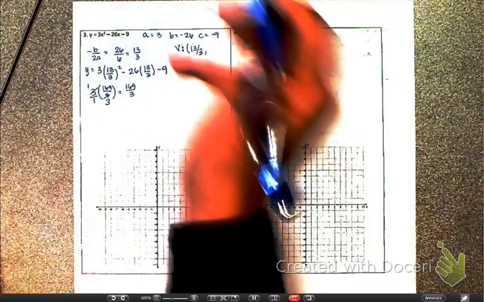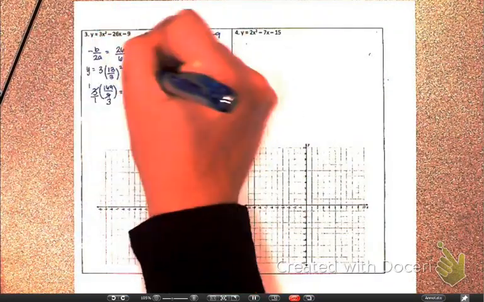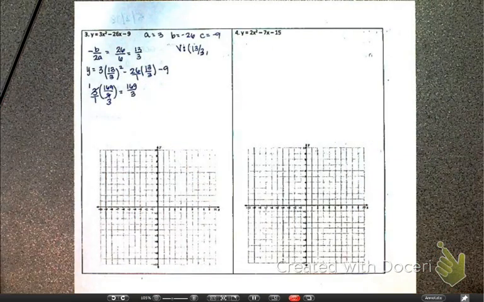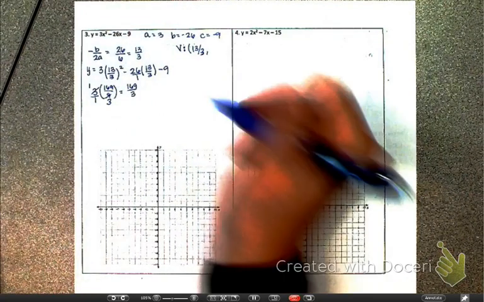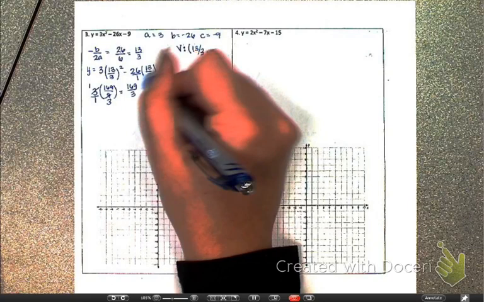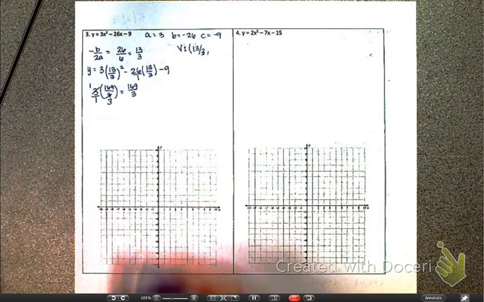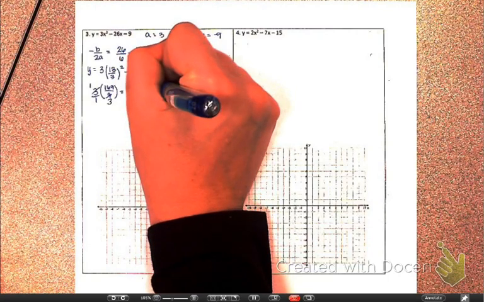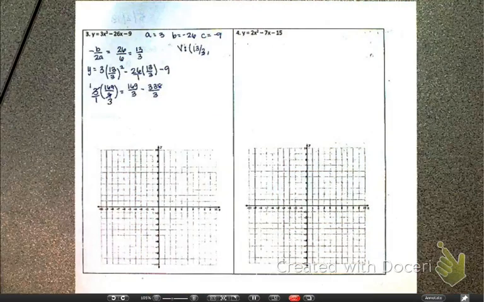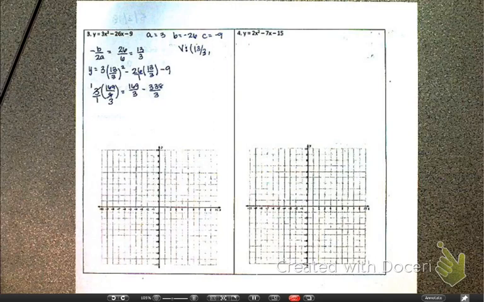Okay, so if 3 is the same as 3 over 1, then I can say it's 26 over 1, right? Now, does 3 go into 26? No, so I can't do anything there. Nothing simplifies here, so I'm going to multiply across. Negative 26 times 13 is negative 338 over 3. Right? Everyone okay with that?